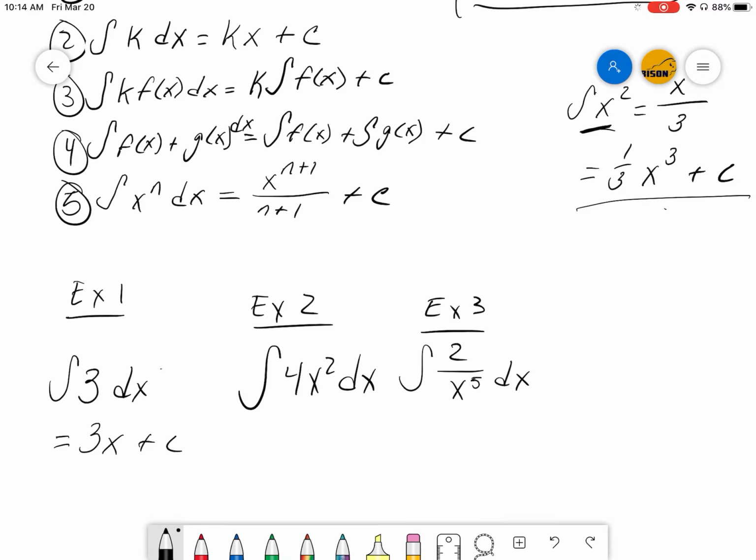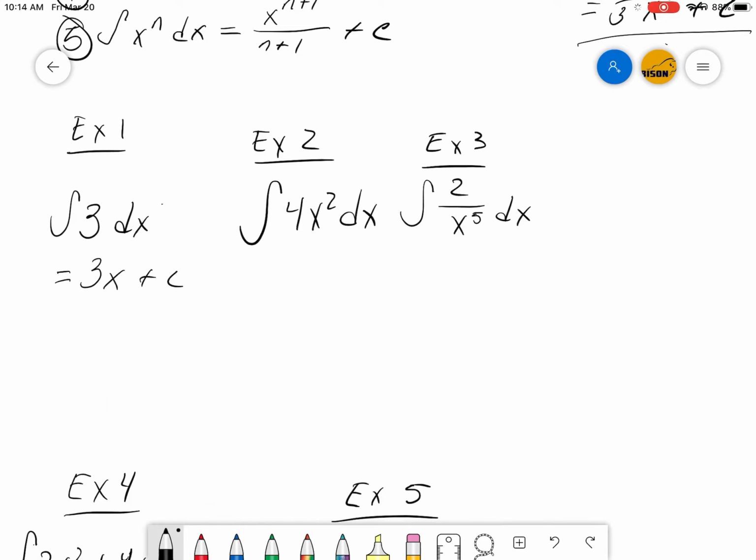So I'm perfectly allowed to move the 4 to the front and then just integrate x squared dx. 4 is just along for the ride right now, so I'm going to go ahead and put the 4 in there, and I'm going to use rule number 5, which you can barely see there at the top of the page, to integrate x squared. So I need to add 1 to the power, so I've got x cubed, and then I'll divide by n plus 1, n being the power 2, so 2 plus 1 is 3.